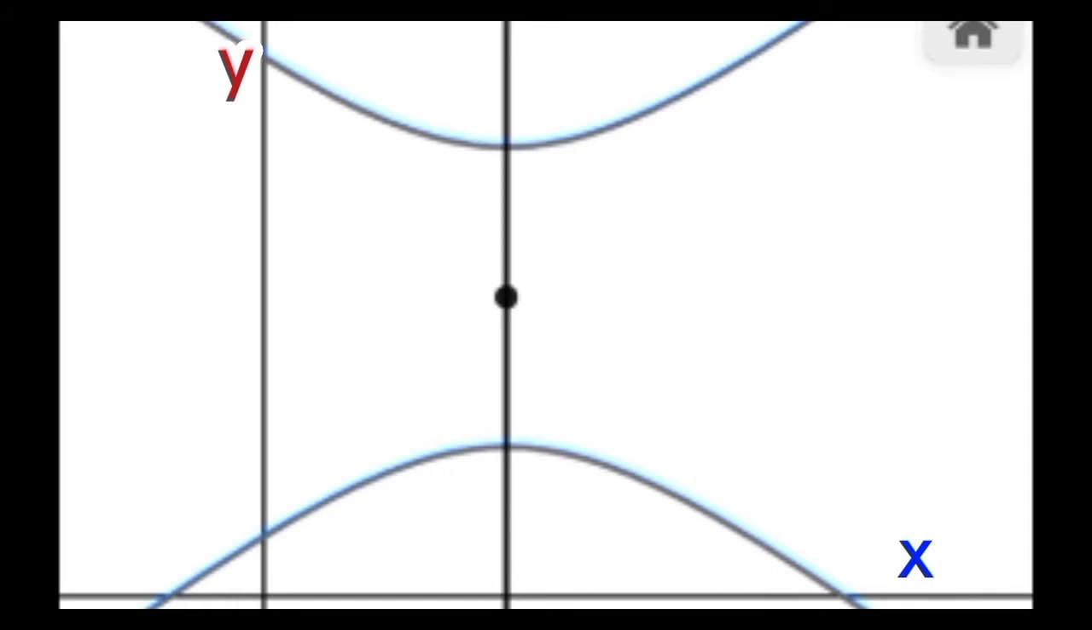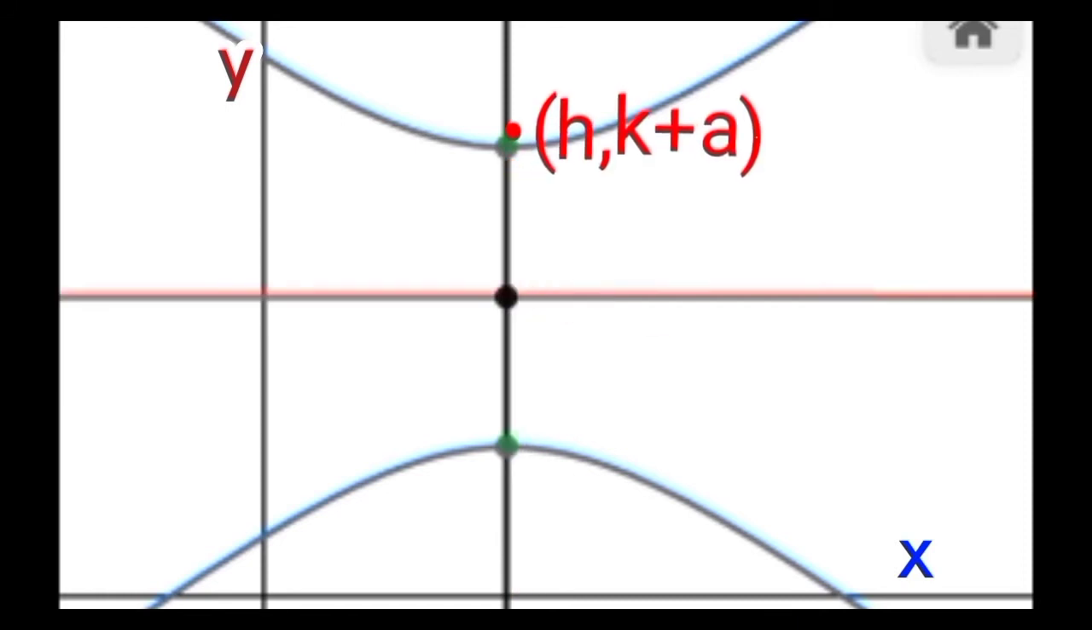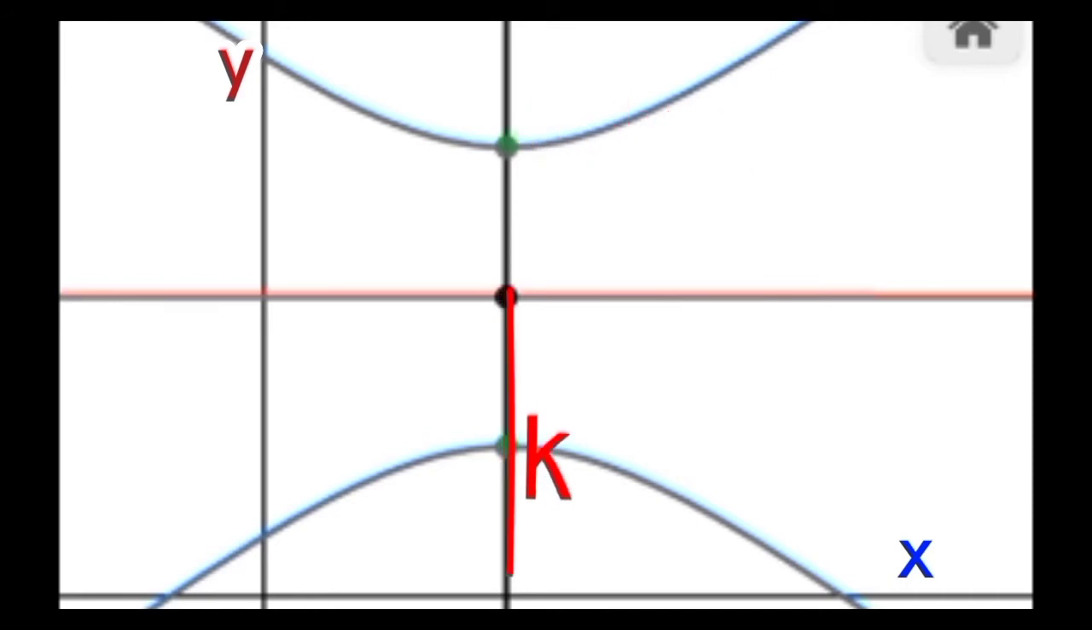The intersections of the transverse axis and the hyperbola are the two vertices. Let a be the distance from the center to the vertices. The distance from the x-axis to the center is k, and the distance from the center to the upper vertex is a, and since x here is steady, the coordinates of the upper vertex are (h, k plus a). For the lower vertex, it's k minus a, so the coordinates of the lower vertex are (h, k minus a).